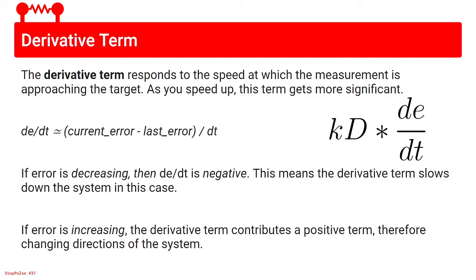So I was up to, if the error is increasing, the derivative will contribute a positive term, which will attempt to turn your system around to actually make it approach the target and make that error decrease.